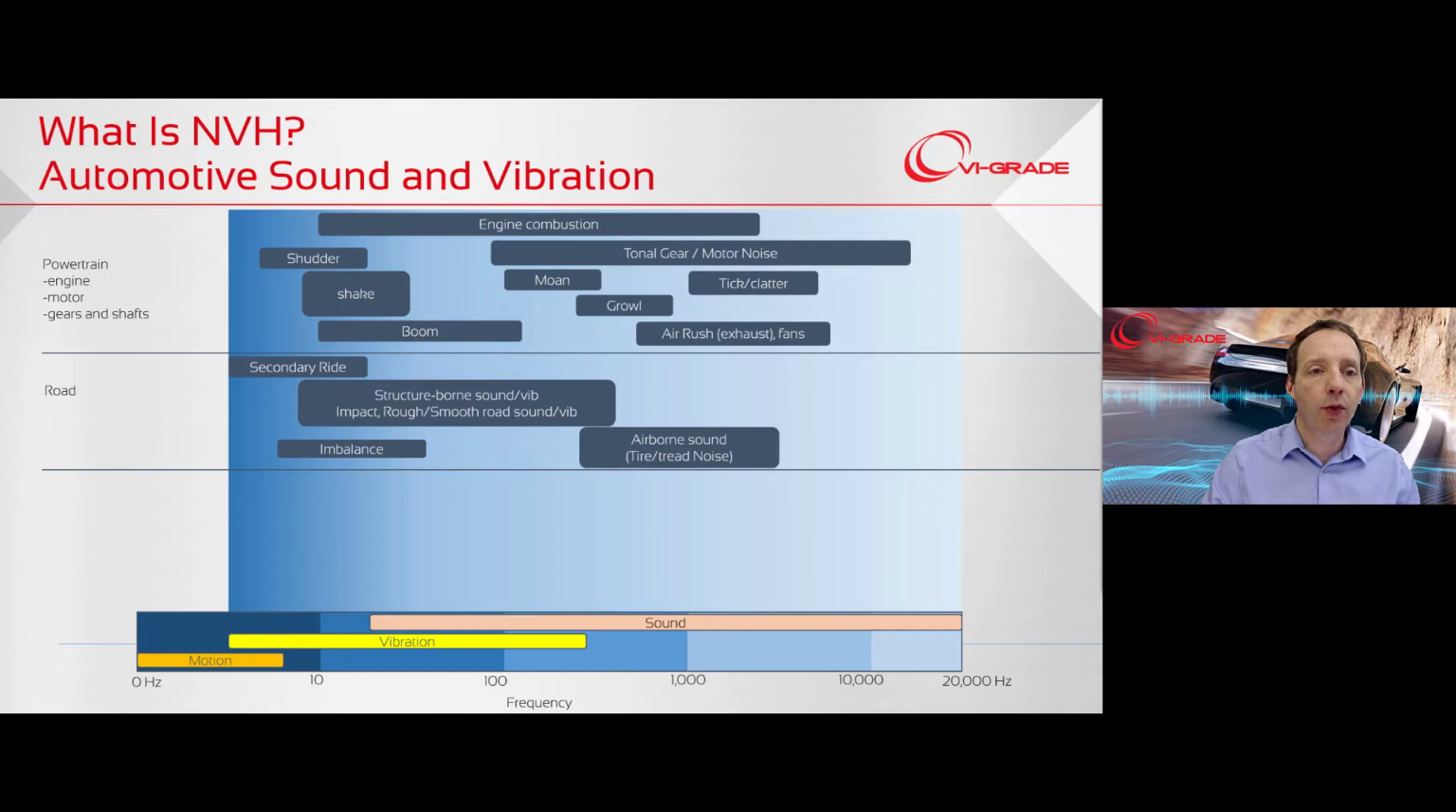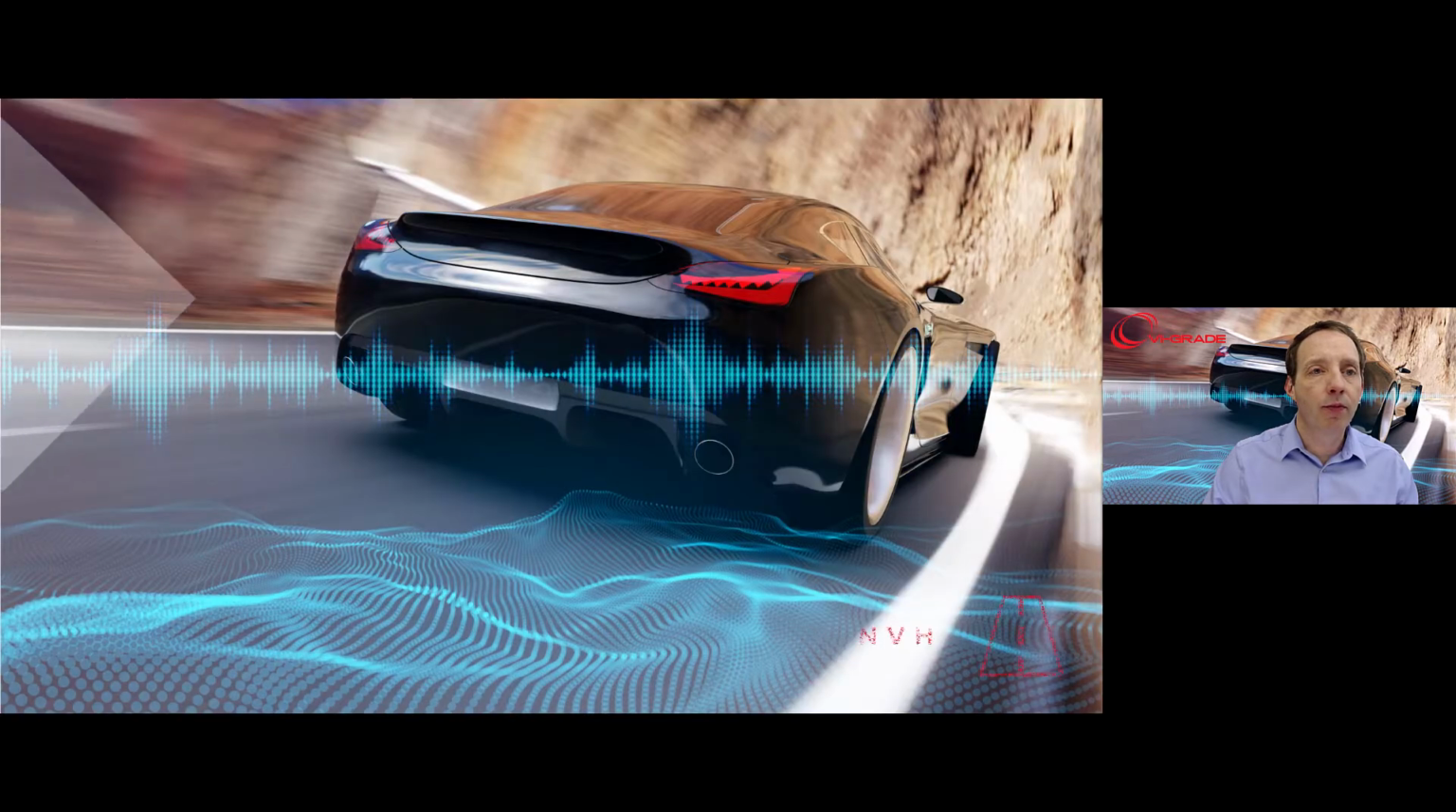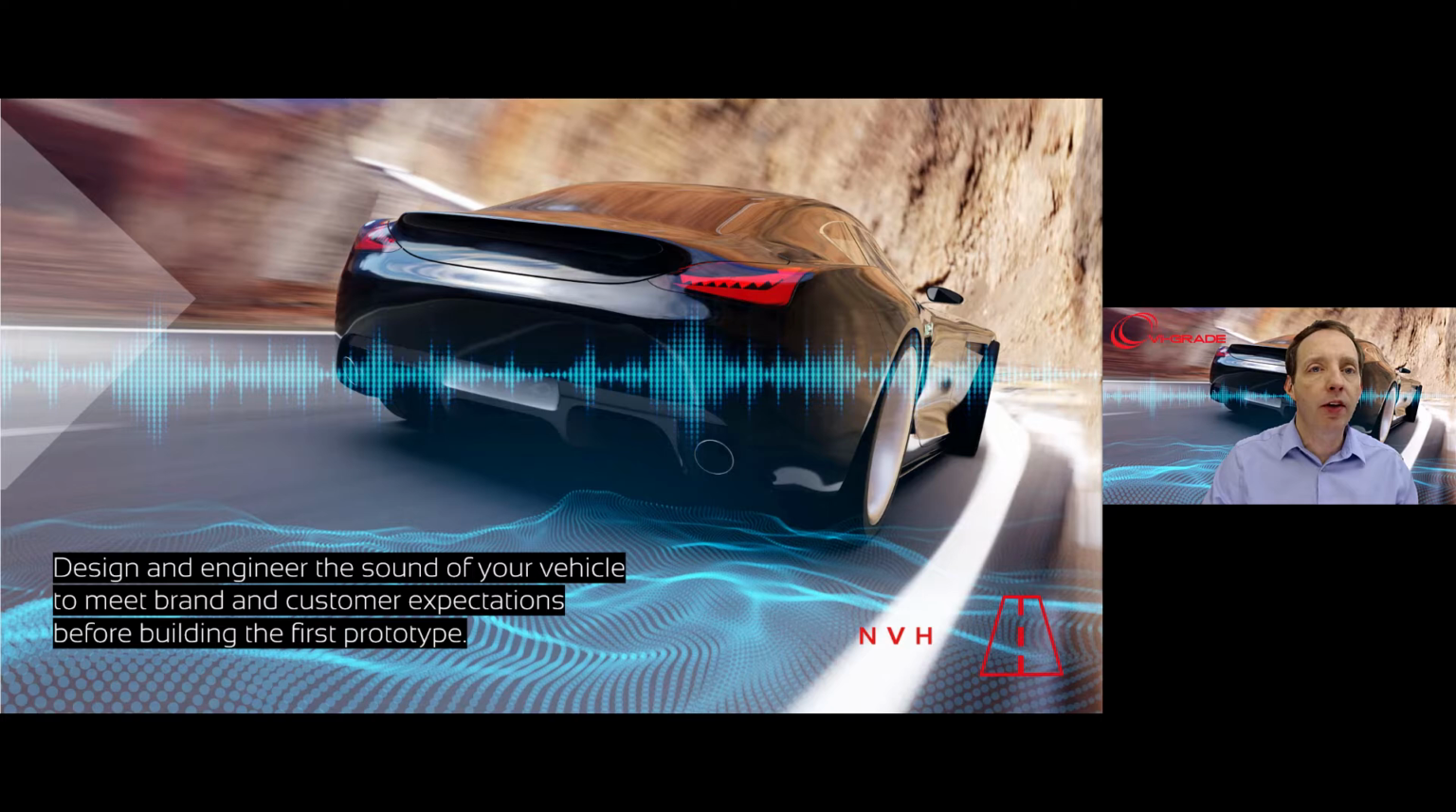It also includes road noise and vibration, from secondary ride to imbalances, and structure-borne and airborne road and tire noise. Wind noise is another major component. And then we have anything and everything else on the vehicle that makes sound or vibrates: brakes, HVAC, chimes and warning sounds, and so forth. All of this falls under NVH. What we will be covering today addresses how we engineer the right sound and vibration characteristics into the vehicle.